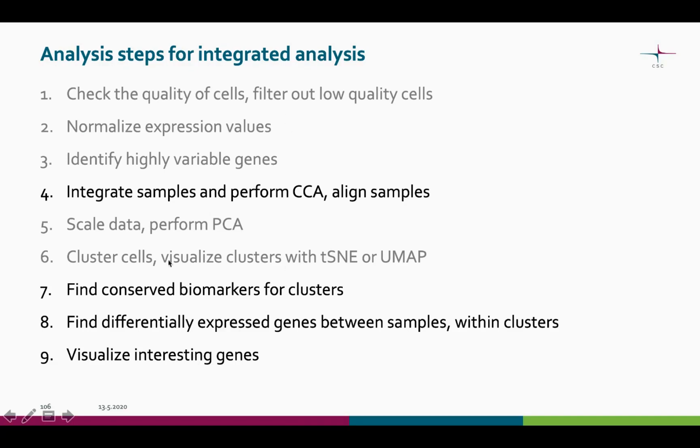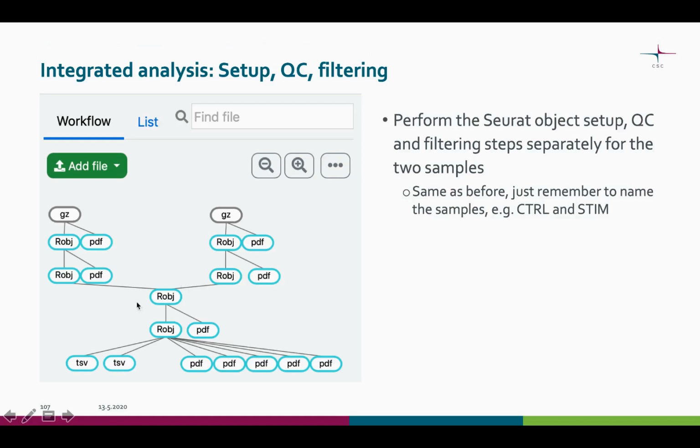As you can see, the pipeline for this integrated analysis has many familiar-looking steps. Here too, we start with the quality control, filtering, normalization, and identifying the highly variable genes. After these steps, we combine and integrate the samples. Then, again something familiar, scaling and dimension reduction, and clustering. The analysis of the clusters is again a bit different, as we are interested also in the difference between the samples. Here you can see the pipeline in Chipster.